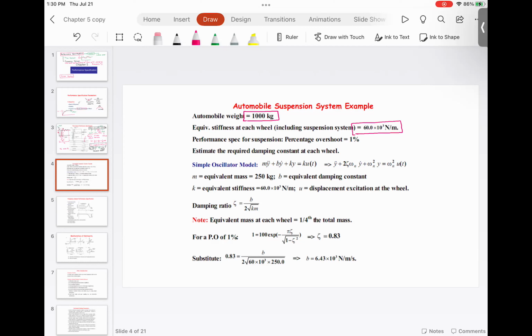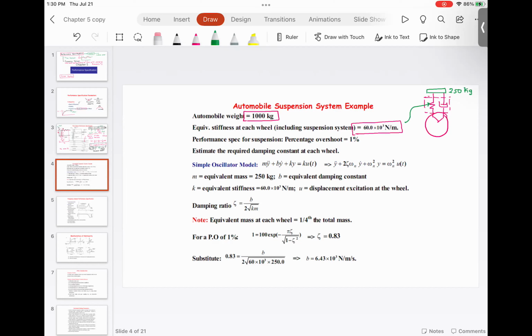So what we have is a spring, maybe we have this damping, this is the shock absorber, and then here there is a tire. This is a quarter car model, which means I'm showing just one wheel. So the mass supported on this wheel is 1000 divided by 4, which is 250 kgs. And for this suspension, the spring stiffness is 60 into 10 to the power 3.